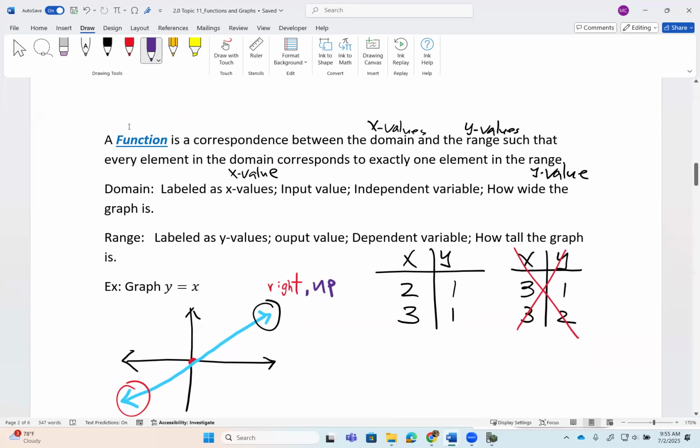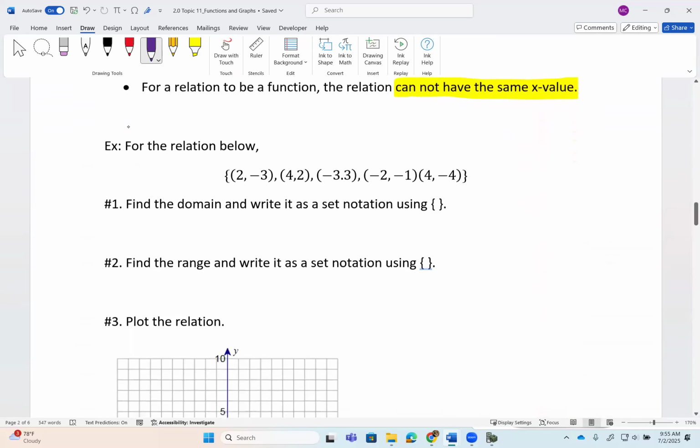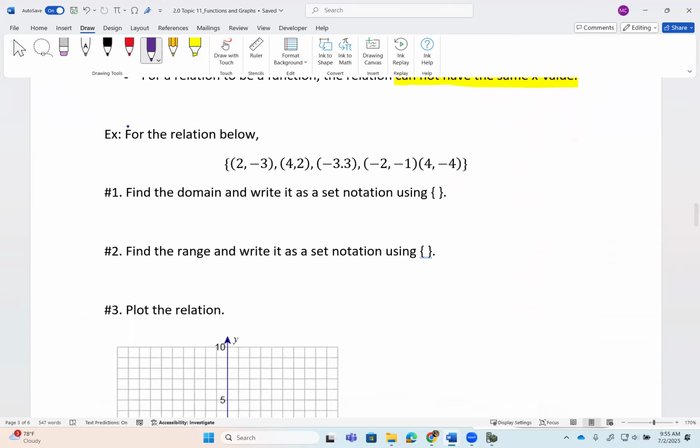Okay, so this is a big change. This word function is a big change. All right, let's try this example. For the relation below, same exact points from earlier, determine the domain. The domain is referring to the x values, using set notation.